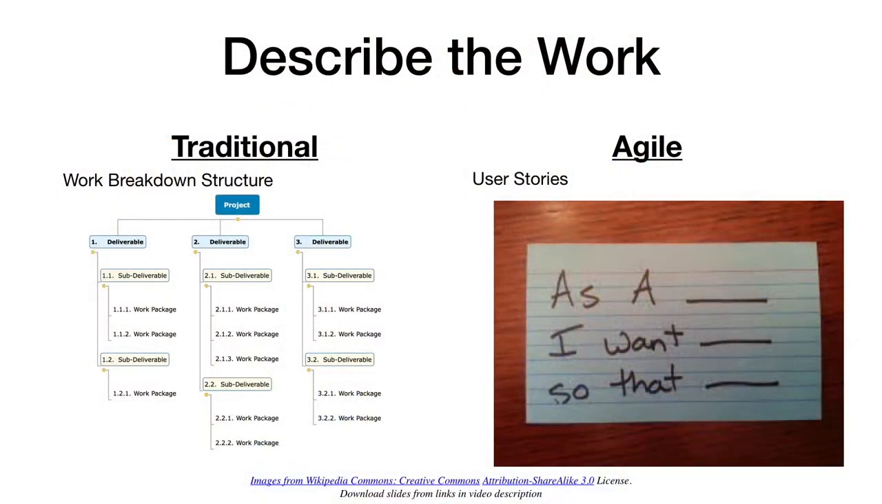So let's look at the first one here. Every project has to have some way to describe the work. So in a traditional project, we might use something like a work breakdown structure to talk about the deliverables and sub-deliverables and the work packages that have to be done to deliver those things. In an Agile methodology, we might use user stories and a product backlog to describe the work that has to be done, or a sprint backlog.